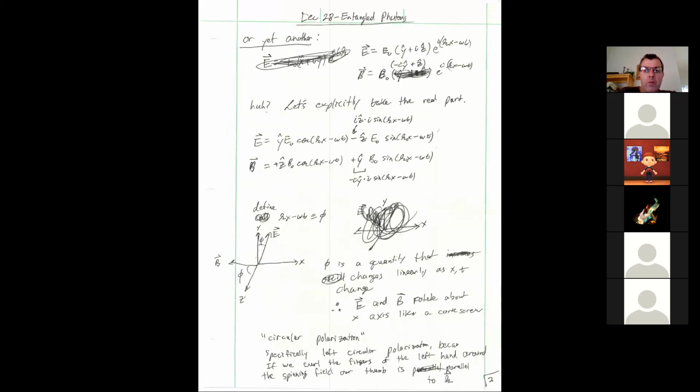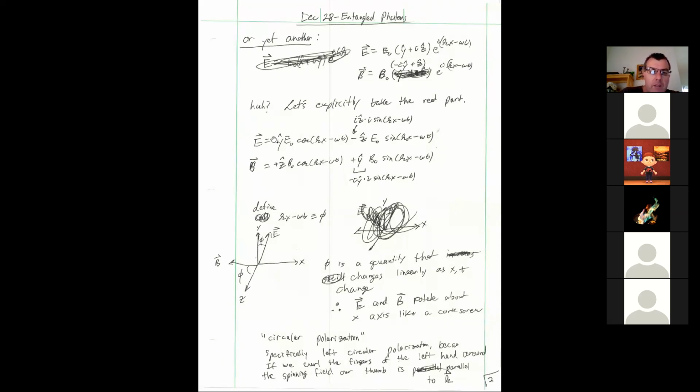Now here's another weird way of doing it. We could write E as E naught times (y hat plus i z hat) times this complex exponential. And we would write B similarly. And this looks weird. For starters, this isn't a unit vector. The length of this vector is not 1. And we've just multiplied this by something complex. That shouldn't bother us too much because you've got a complex number here, the sum of a cosine and a sine. And when we multiply everything through, we're going to get several terms. We'll just take the real parts.